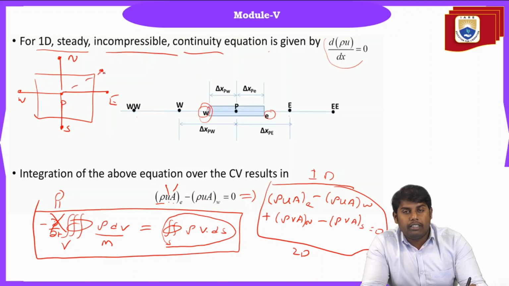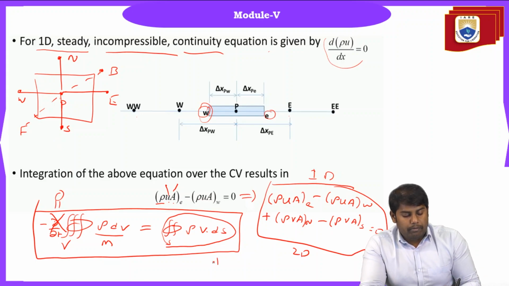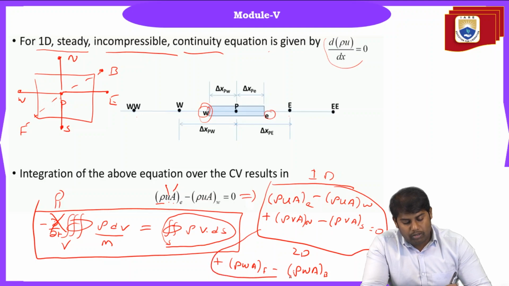So additionally we have, it is back. Let's say this is front. Fine. So additionally we have plus rho w a of front minus rho w a of back. So if we add this term also, it will be combined 3D.